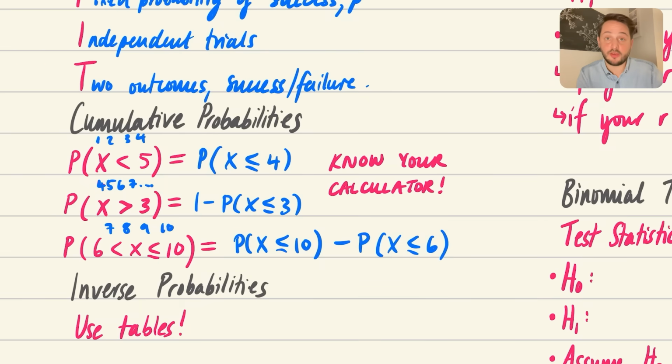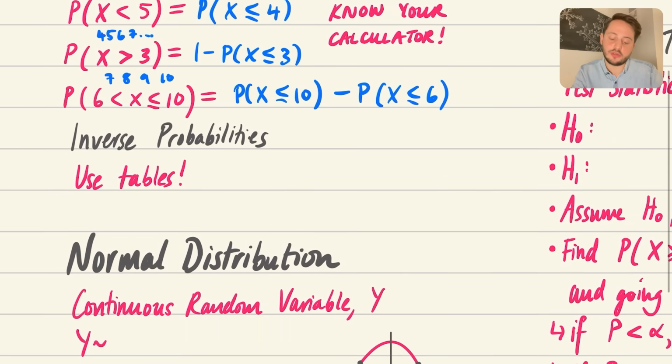If you're going to be doing inverse probabilities, use the tables. They are better than the calculator. Again, you can have a look at my videos about how to do that.